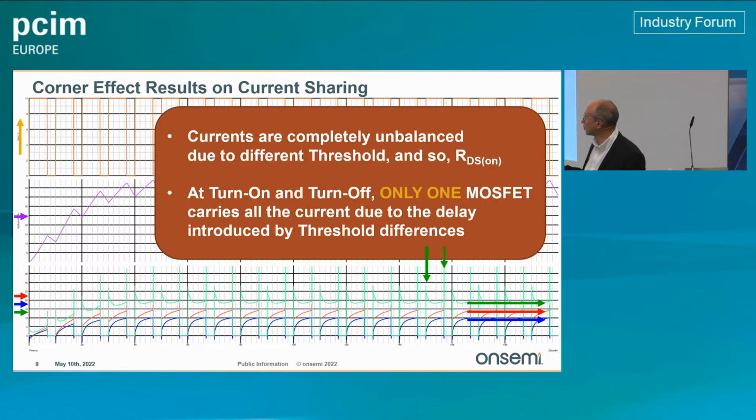So just to conclude, we have a completely unbalanced current with those 3 threshold differences. And you can see that at turn-on and turn-off, only one MOSFET, the green one, carries all the current, generating extra losses in that particular device compared to the others.